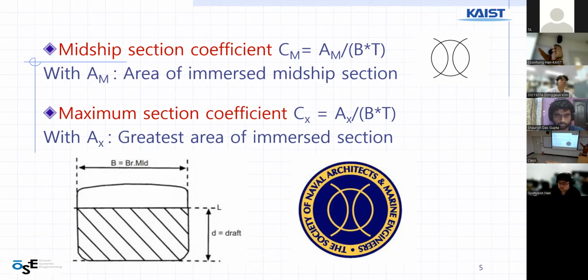And also, this is the logo of the midship section coefficient, and we just wanted to show you that the Society of Naval Architects and Marine Engineers decided to use this diagram as their logo, which is a non-profit society that serves maritime and offshore industries and their suppliers in the United States.